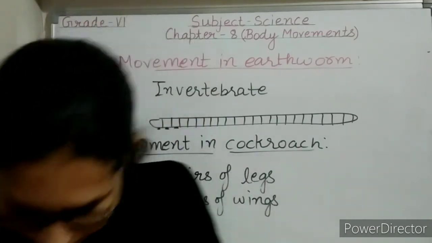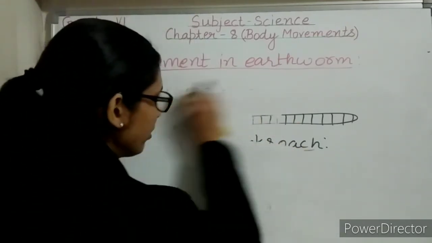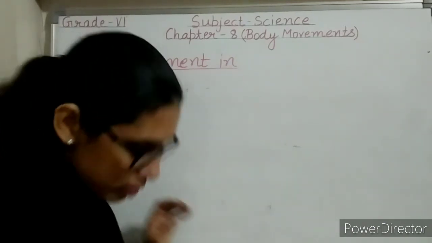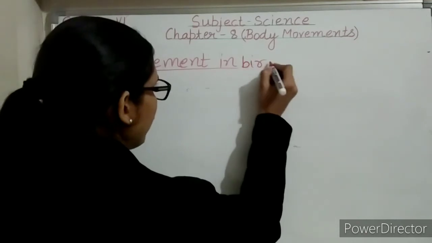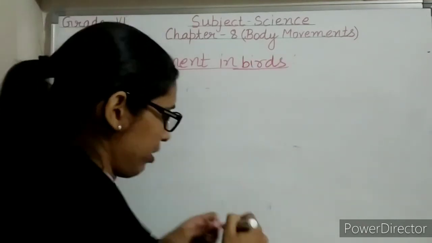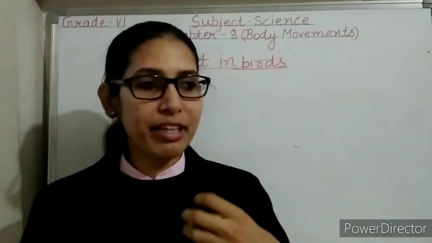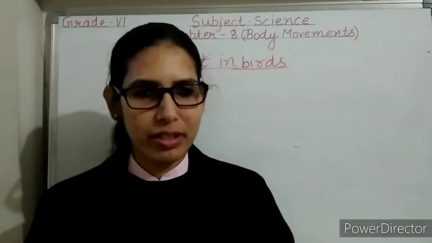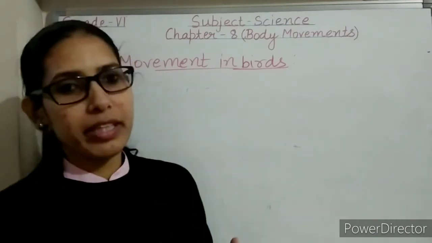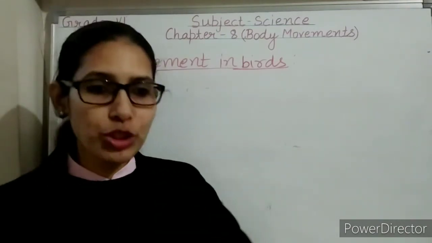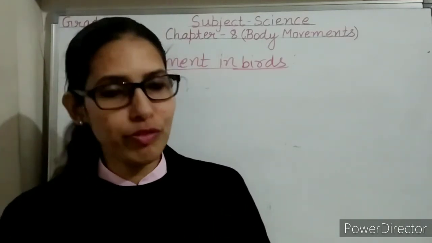Now the next is how the movement takes place in birds. How do birds move? Next is birds. We know that birds can fly. Some birds can walk and fly as well. Some birds like the duck can swim in water. So what is there in the structure of the birds which makes it easy for the birds to fly in the air?